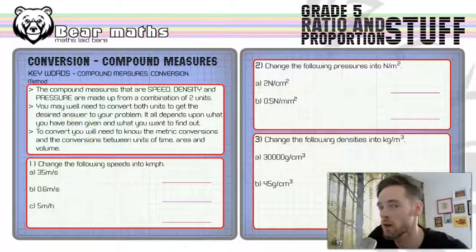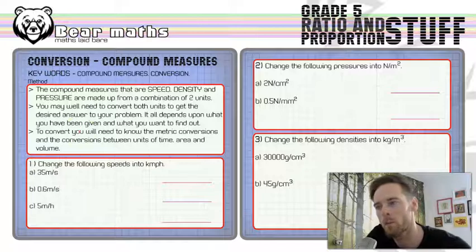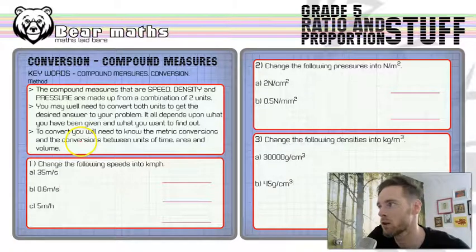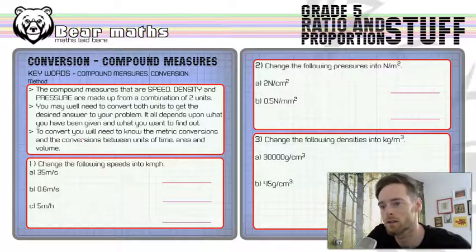This video is on conversion, and this time it's on compound measures. Keywords here are compound measures and conversion. Compound measures are when two units have been stuck together for a particular thing, and a conversion is when you change from one thing to another. The compound measures that we're talking about here are speed, density, and pressure.